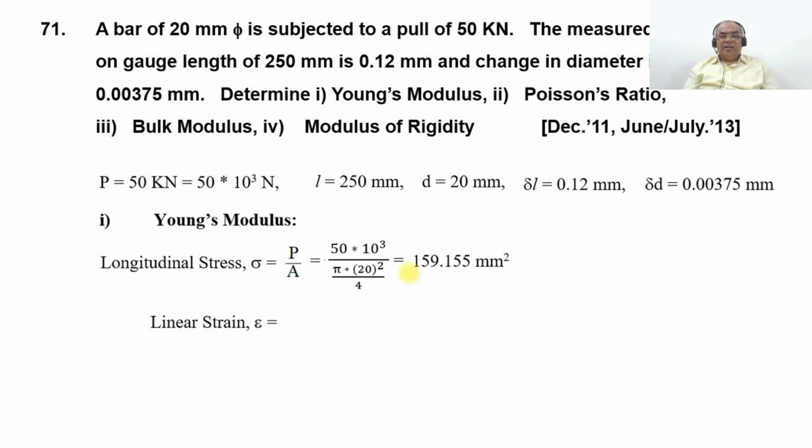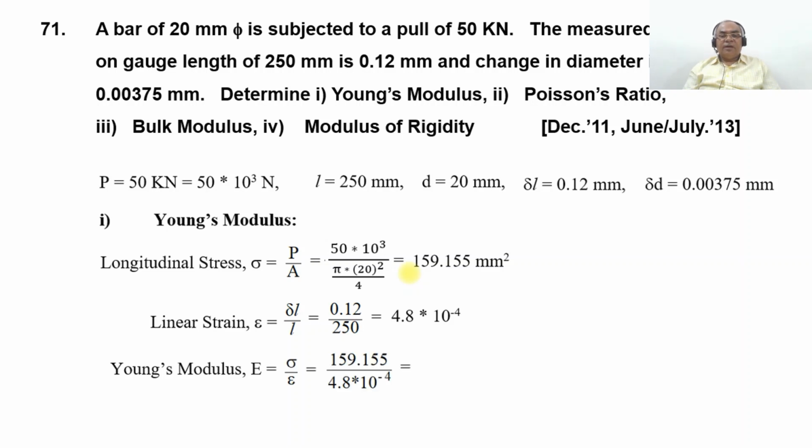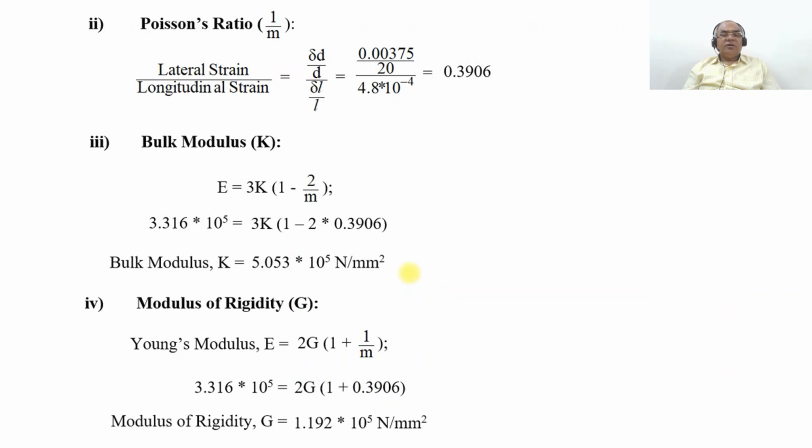So what is the linear strain? Linear strain epsilon is equal to delta L by L, which is equal to 0.12 by 250. On simplification, you will get 4.8 × 10^-4. So first we need to find out Young's modulus, that is, E will be equal to sigma by epsilon. You substitute the values of sigma by epsilon, that is 151.155 divided by 4.8 × 10^-4. On simplification, you will get 3.316 × 10^5 Newton per mm square.